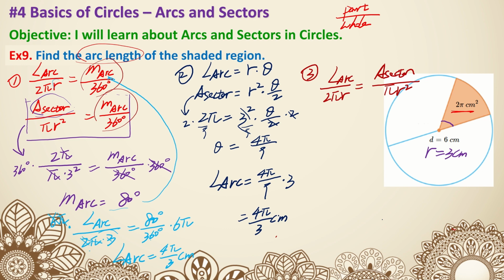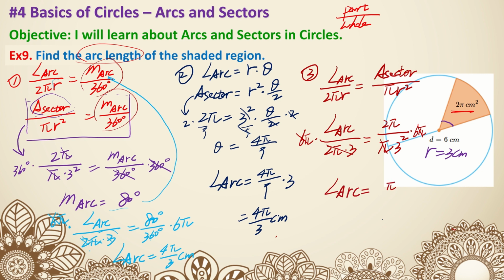So in that case, let's put in everything that we know from this question. The arc length over 2 pi, my radius is 3. On the right side, the sector area is 2 pi over pi times r is 3, so 3 squared. If we want to simplify both sides, to solve for the arc length, I'm going to multiply both sides by 6 pi to get rid of the denominator. On the right side, the pi and the pi cancel out. We have 12 pi over 9. So the arc length is going to be 4 pi over 3 as well.